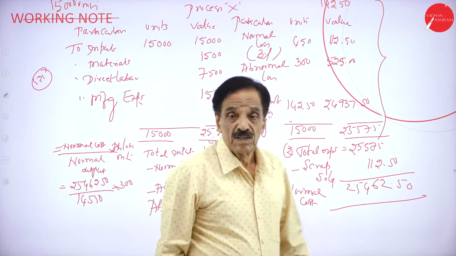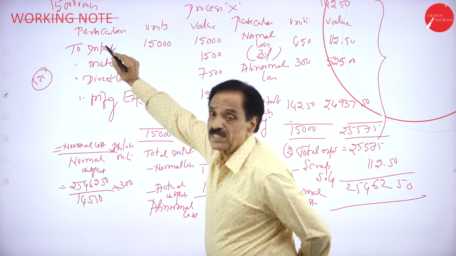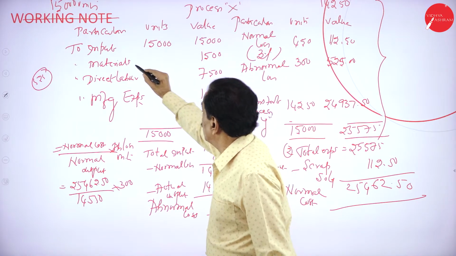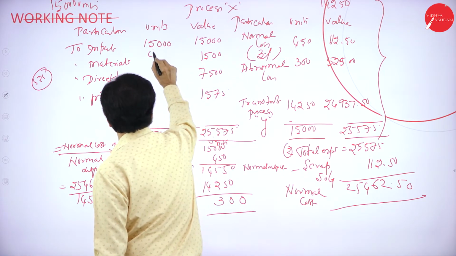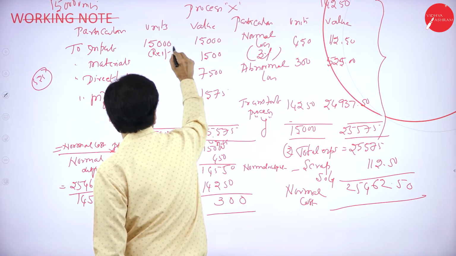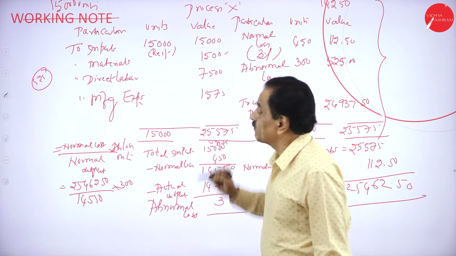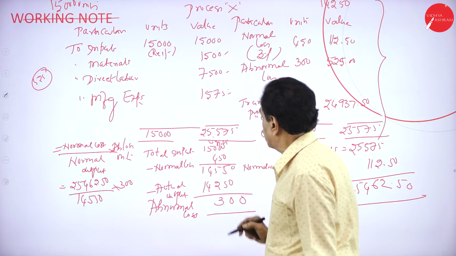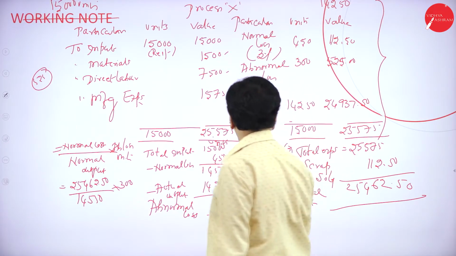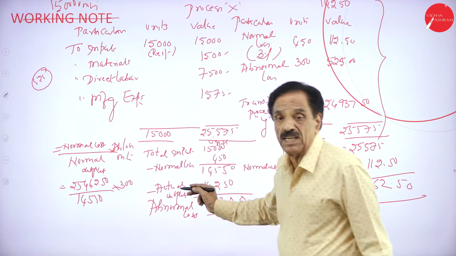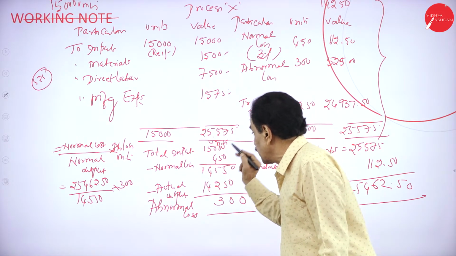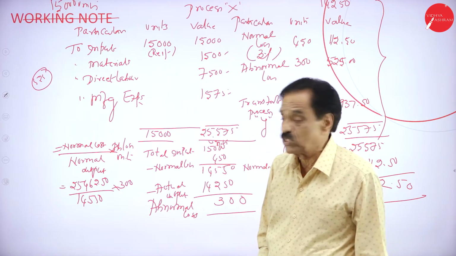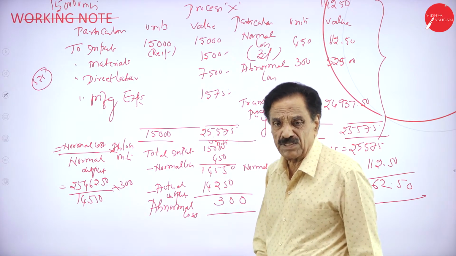Next process. So I will explain. You introduce how many units? 15,000 units. Your output is 14,250. Here you introduce 15,000 at the rate of rupee 1. Material cost 1,500, direct labor cost 7,500, manufacturing expenses 1,575. So 15,000 becomes 25,575. Your total input is 15,000 minus normal loss 450, which becomes 14,550, minus actual output 14,250. Abnormal loss is 300 units.